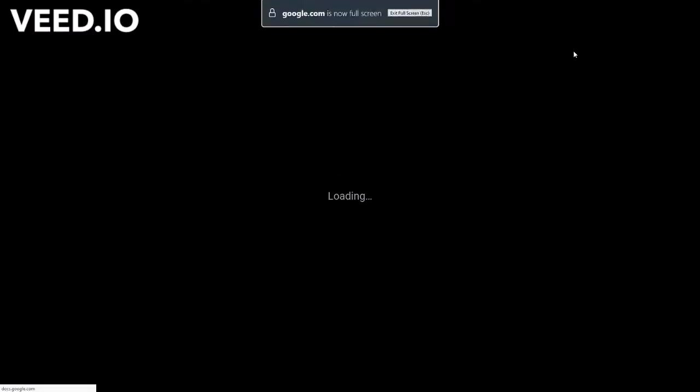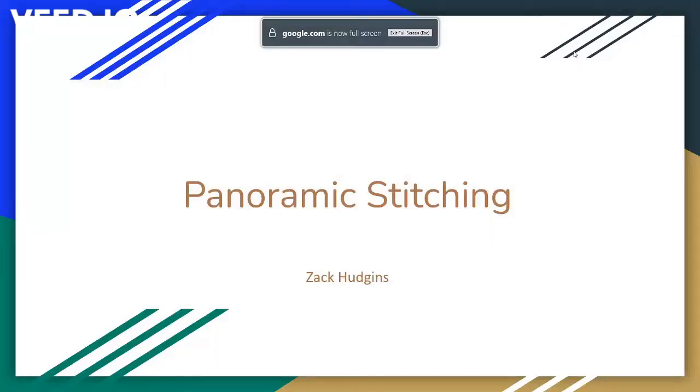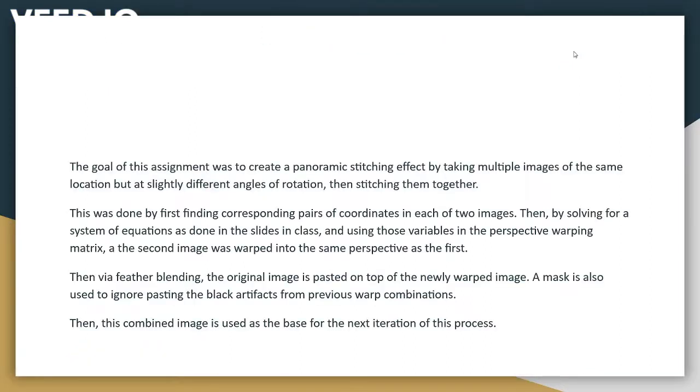All right, so I did the panoramic stitching project, and basically the goal of this assignment was to create a panoramic stitching effect by taking multiple images of the same location, but at slightly different angles of rotation, and then stitching them together, basically cutting and pasting them on top of each other.